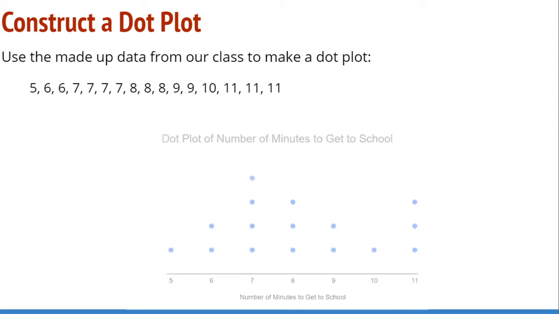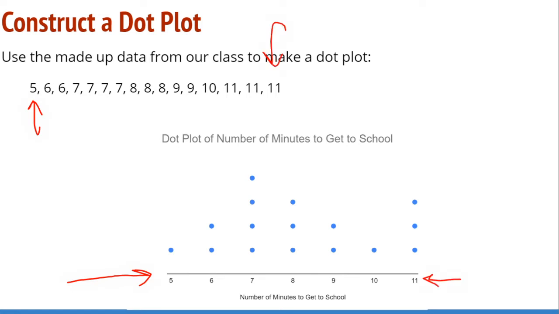All right, so here is a dot plot of the data that we collected for the number of minutes to get to school. And you can see my dot plot is constructed of a number line. And I started at 5 because that was my minimum value, and I numbered to 11 because that was my maximum value. Each one of these dots represents one person's answer. So we've got 1 5, 2 6s, 4 7s, 3 8s, 2 9s, 1 10, and we've got 3 11s. So just a very simple dot plot.